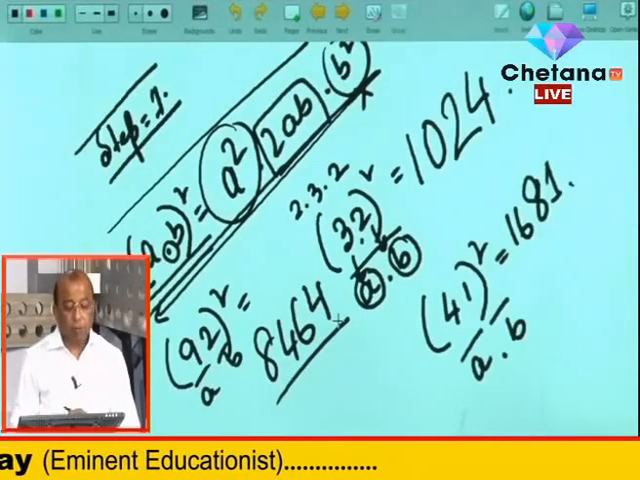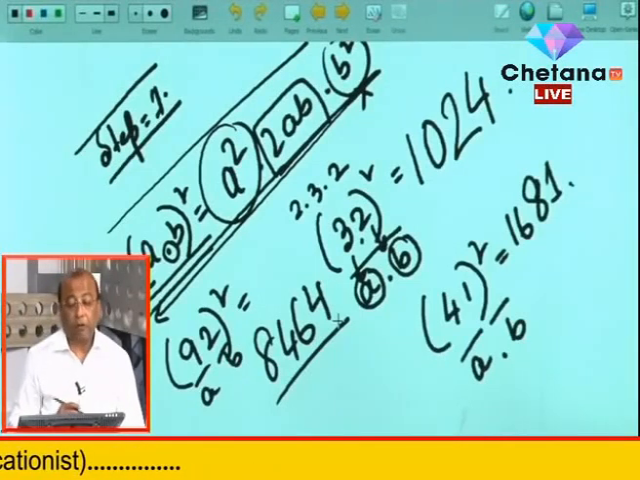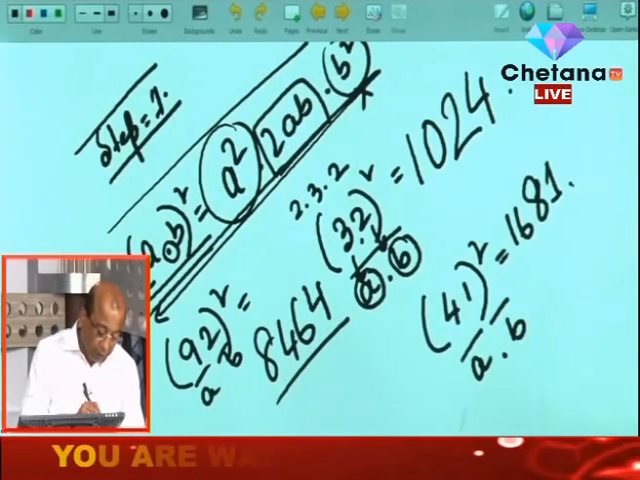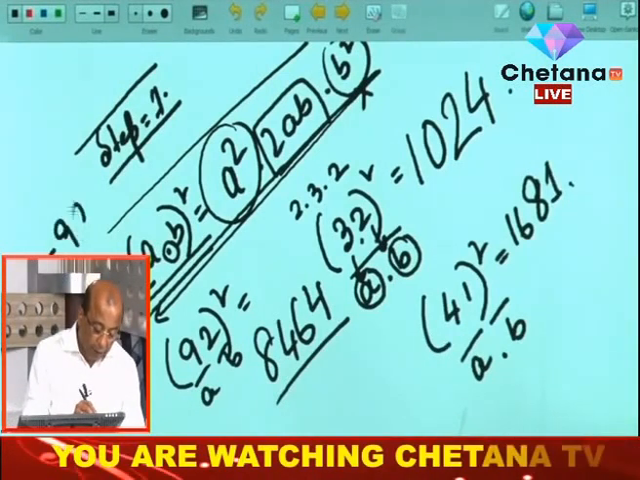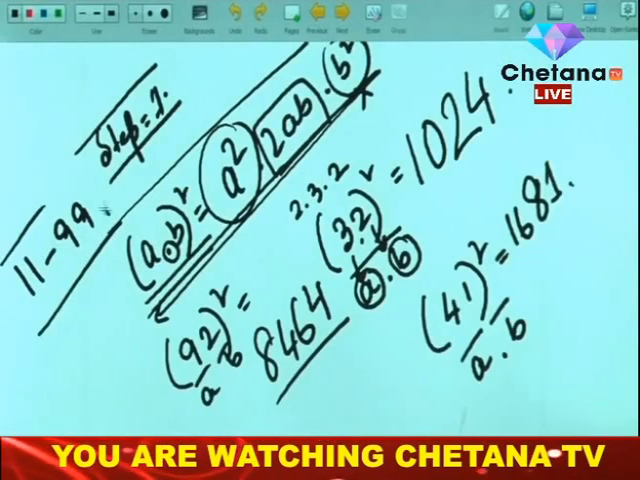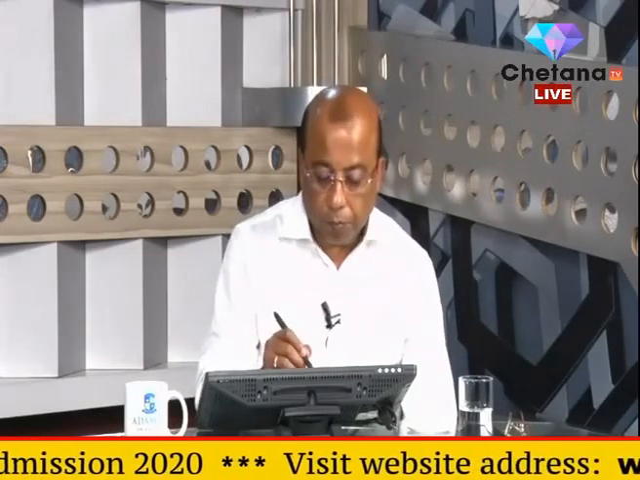We can solve the square of any numbers from 11 to 99 with the help of step 1. Please take your note. With the help of step 1, we can solve the problem, or we can square any numbers from 11 to 99. Okay?